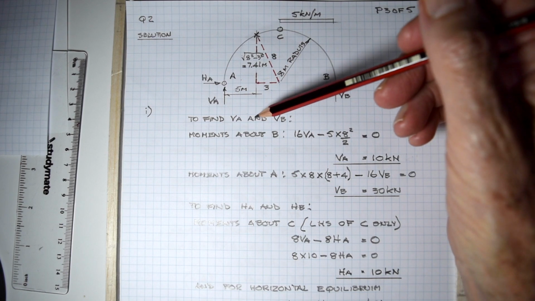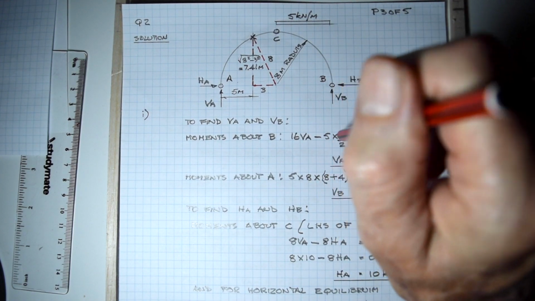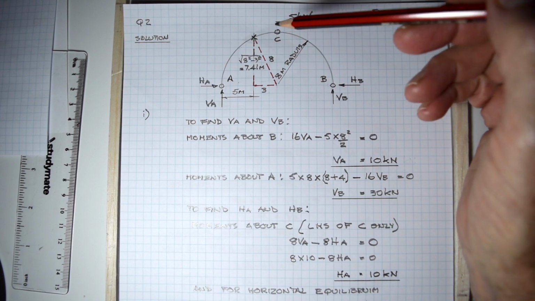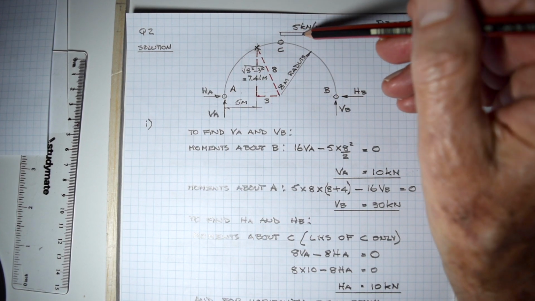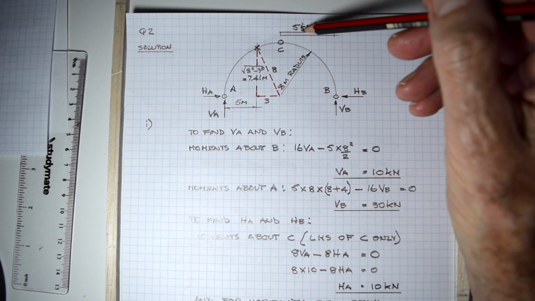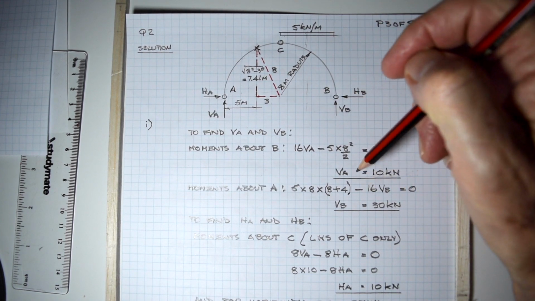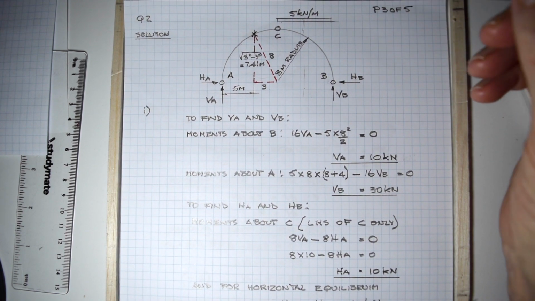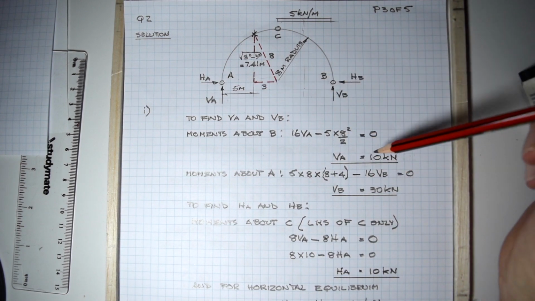Okay, so to find VA and VB, first of all we're going to take moments around B. To find VA, we have 16 VA, because it's 8 meter radius again, 16 VA minus 5 times 8 meters times a half of 8 meters, just like we did with the beams. 5 times 8 squared over 2. 5 times 8 is the total load, times 8 over 2, which is the distance from there to there, equals 0, because the moment equals 0 at B. And from that we compute that VA equals 10 kilonewtons.